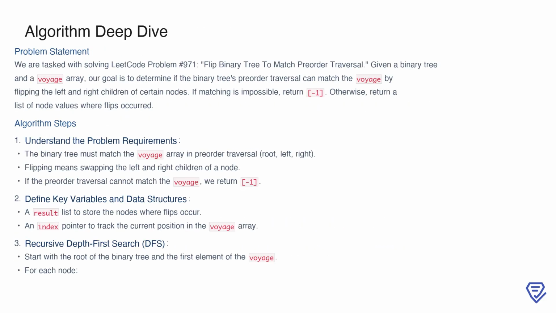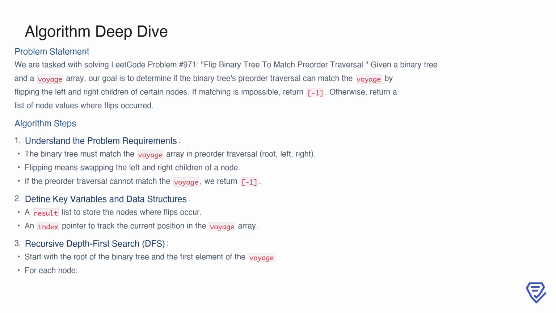In this problem, we need to determine if we can make the preorder traversal of a binary tree match a given voyage array by flipping certain nodes. Recall that a preorder traversal visits the root first, then the left child, followed by the right child. Flipping a node means swapping its left and right children. If it's impossible to match the traversal to the voyage, we return -1. Otherwise, we return a list of node values where flips occurred.